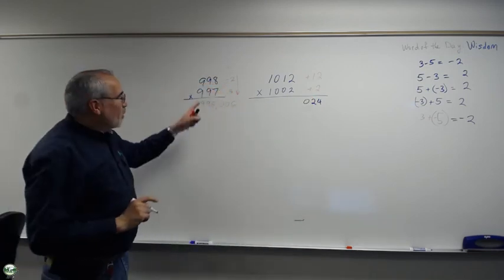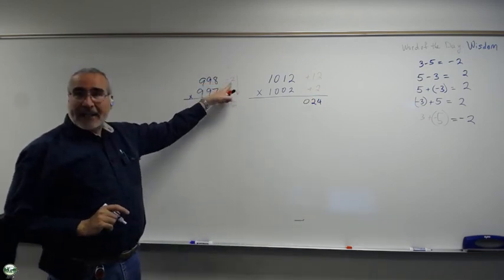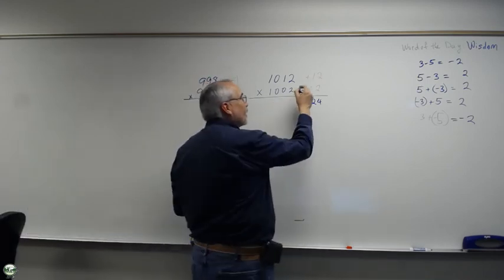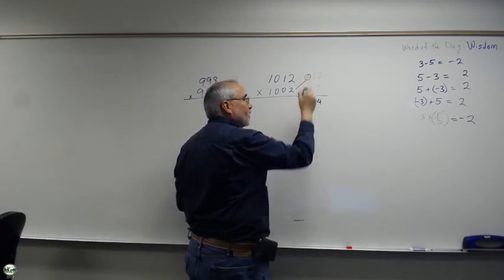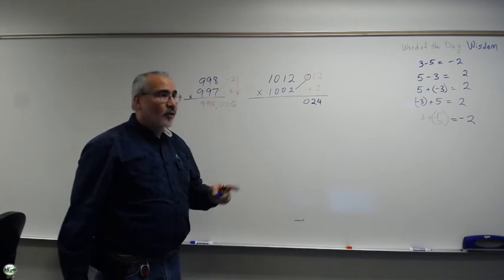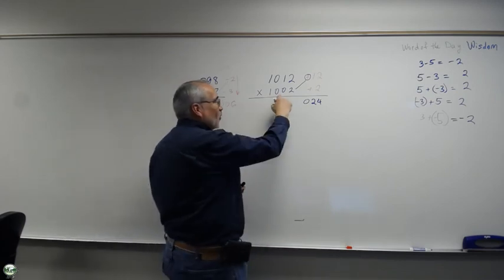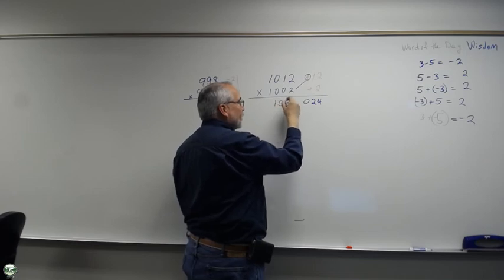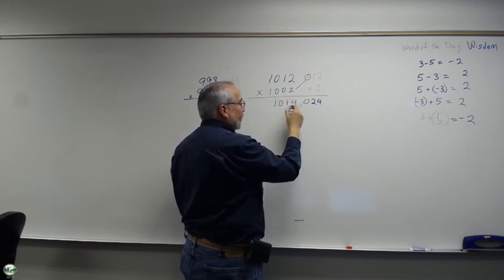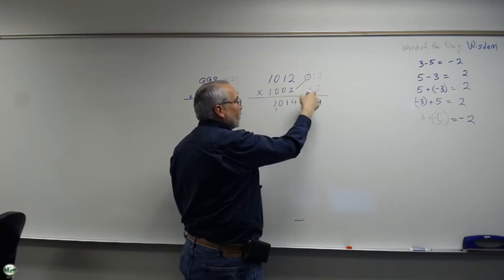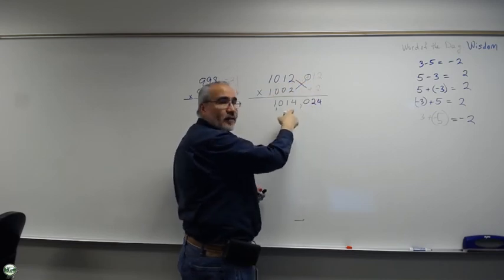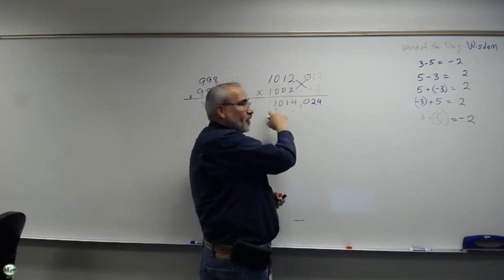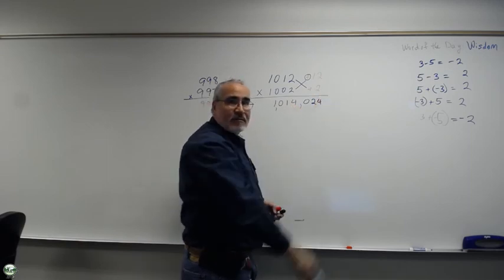But notice here we cross subtracted, right? What do you think we're going to do here? We're going to do addition. So 1,002 plus 12, or 1,012 plus 2, both of them will give us this. So it's 1,014,024.